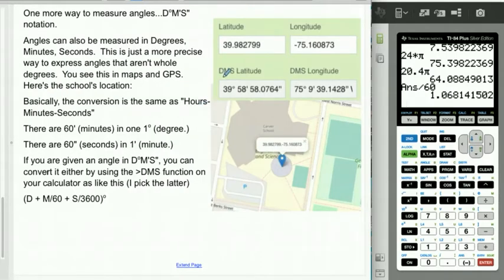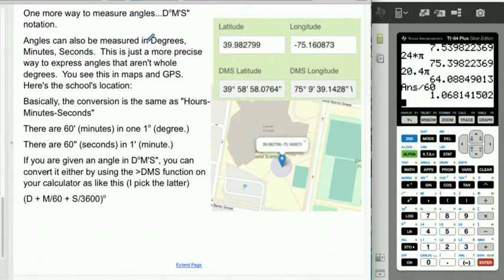All right, we're going to talk real quickly about one more way to measure angles. This does not come up a lot, but I just want to throw it in here in case you see it in a problem in the book or anywhere else. Honestly, if I see this notation, I instantly change it to degrees because it's just not worth it. So another way to measure angles is called degrees, minutes, seconds. It's got the degree symbol, and then the minute symbol is an apostrophe, and the second symbol is a quotation mark. Angles can be measured in degrees, minutes, seconds.